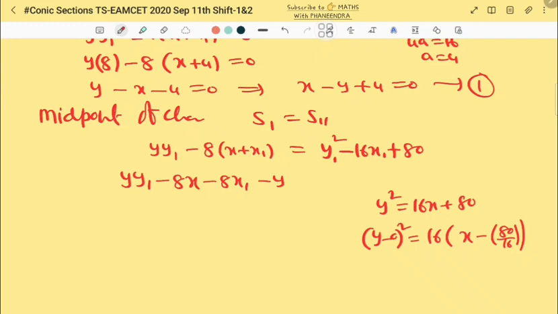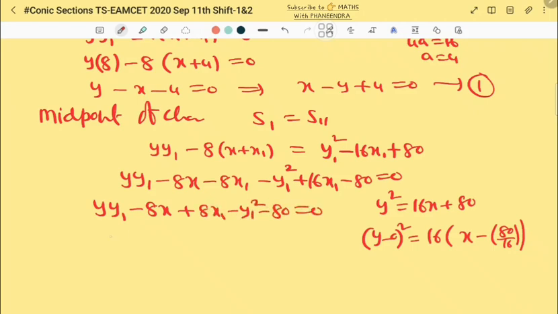So for this, y1 minus 8x into minus 8x1. So minus y1 square plus 16x1 minus 80 equal to 0. This equation is also being made into the form of ax plus by plus c, like equation 1. So first simplify y1 minus 8x plus 8x1 minus y1 square minus 80 equal to 0. So minus 8 into x.